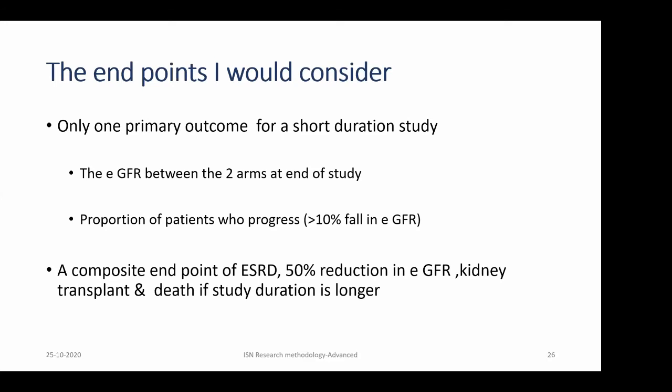So these are the endpoints I would consider. So only one primary outcome. Since I'm planning for a short duration study, the eGFR between the two arms at the end of the study and the proportion of patients who progress, and I would say 10%, I've just taken it as an arbitrary cutoff just to demonstrate the data. I'm actually showing the analysis of the data. So just for that purpose only, I've taken 10%. You are free to have a little more reasonable things like say more than 20% or more than 30%.